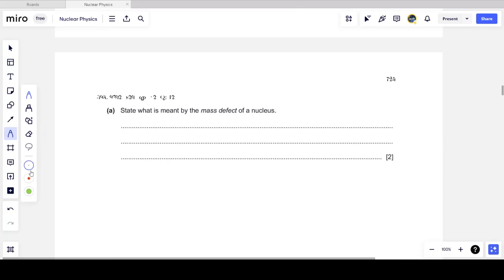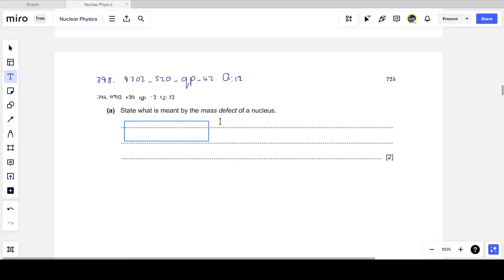Now the next question is as numbered, question 398. And this again is 9702 from summer 2020. So again, if you want to find these questions individually, to tackle them individually, then you can do that by using these question numbers. It's question paper 42 from summer 2020 and question 12 from that paper. And the first thing they ask us is to state what is meant by the mass defect of a nucleus.